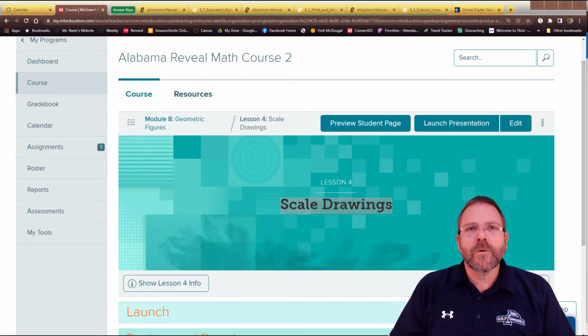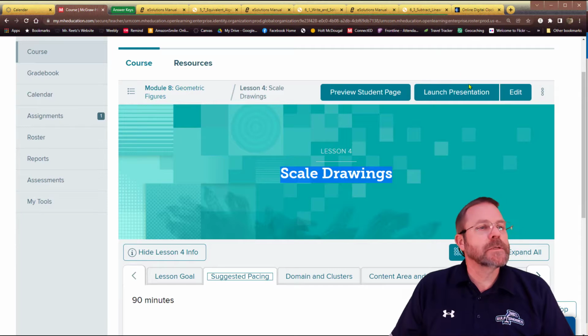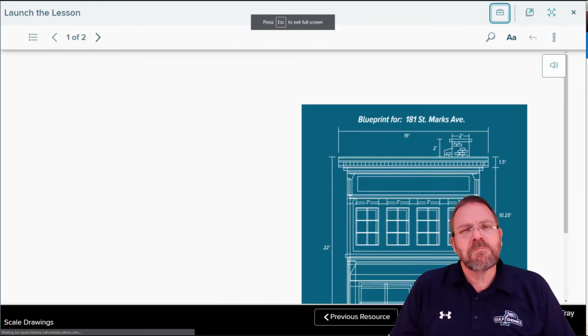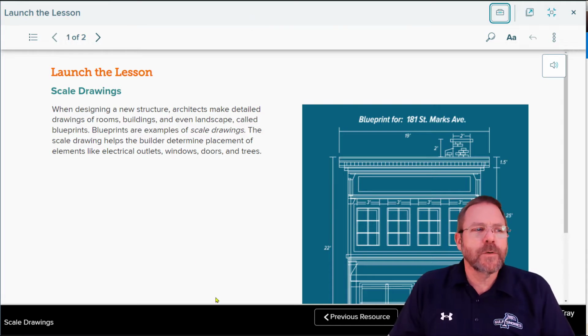Module 8, Lesson 4 covers scale drawings. For this one, we have got a suggested pacing of 90 minutes, and we have 16 resources to get through, so this may be a one-day, it may be a two-day lesson.